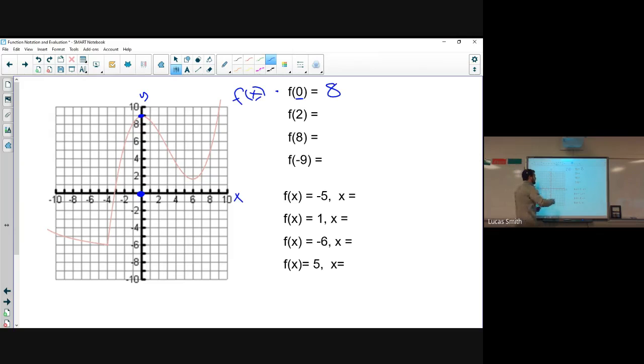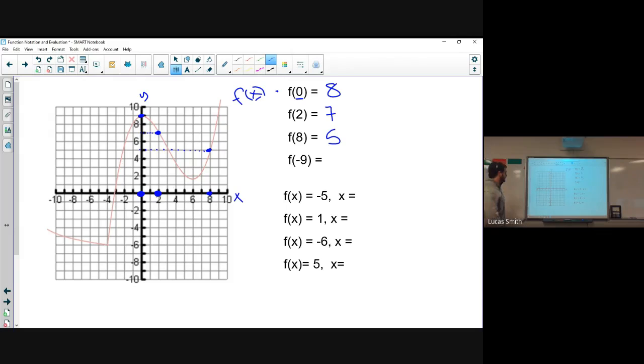All right, let's do another one. F of 2. So I'm going to go to 2 on the x-axis. I'm going to go find where my function is. It's up here, maybe right about at 7, right? So f of 2 is about 7. What about f of 8? I'm going to go out to 8 on the x-axis, I'm going to go up to where my function's at, right about there. And if I trace over to where it's at, it looks like it's about at 5.